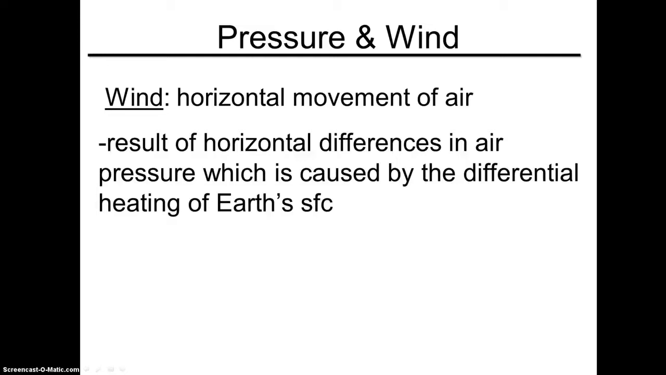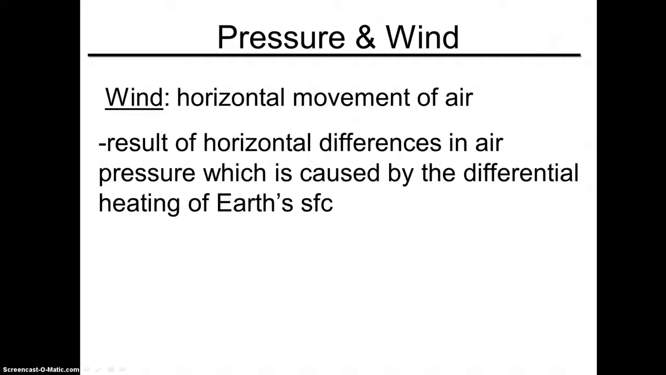Alright, this little mini lesson is over wind, which is what chapter 8 in the book is about. So wind is horizontal movement of air. These are horizontal movements that are caused by the differences in air pressure. The differences in air pressure are caused by the differential heating of the Earth's surface.